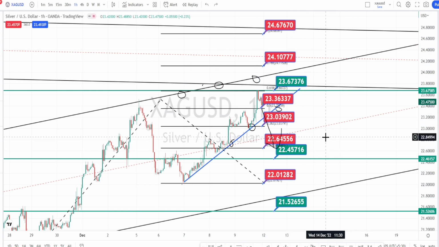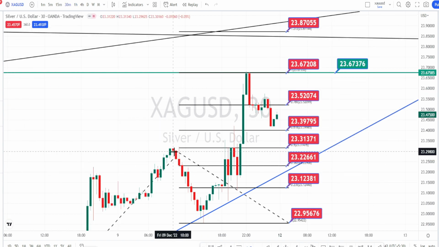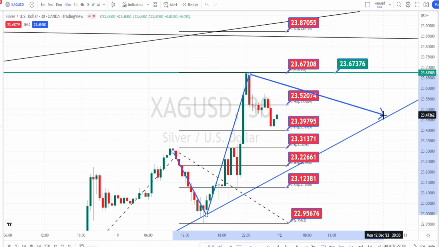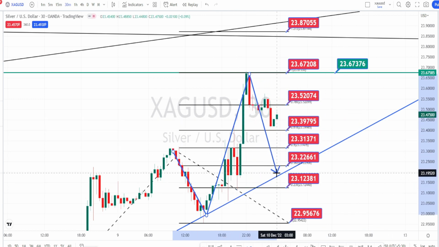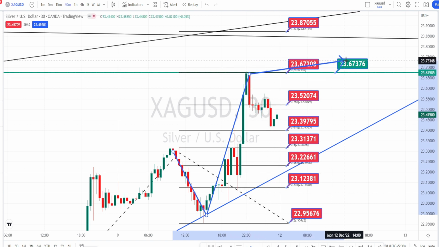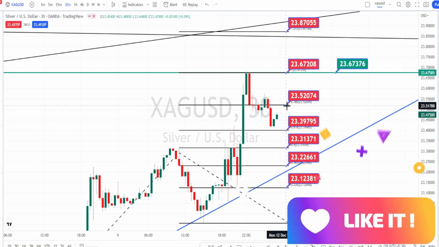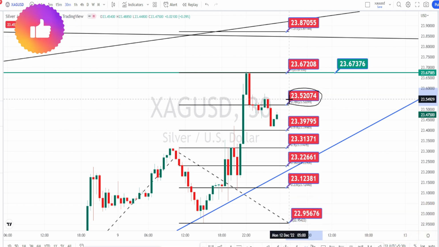Let us mark the resistance and support levels in 30 minutes time frame. So the trend in 30 minutes time frame is also on a bullish trend as long as it is trading above this trend line or the support line from the hourly time frame. And currently we are noticing the price action to bounce back from the resistance level of 23.67 on the bearish side retracement. So currently the price action has broken the support level of 23.52.